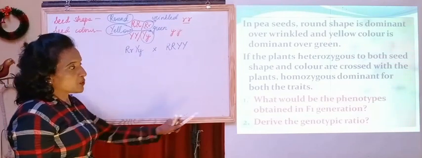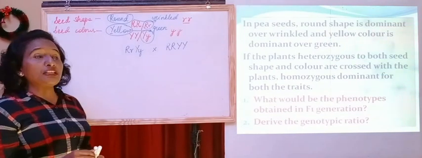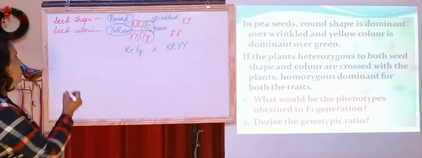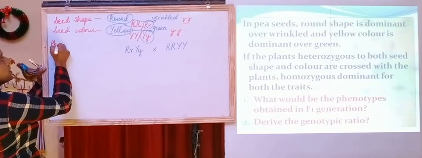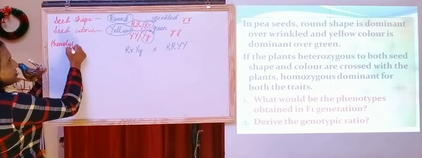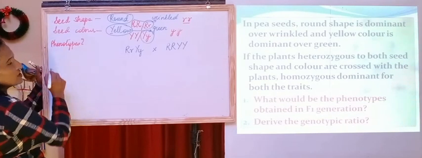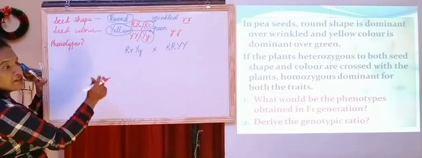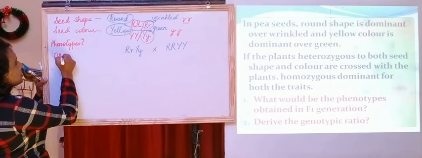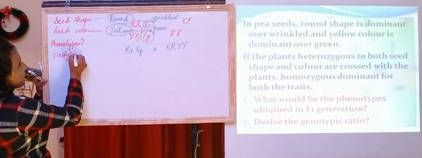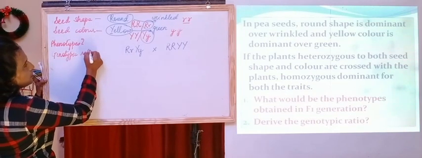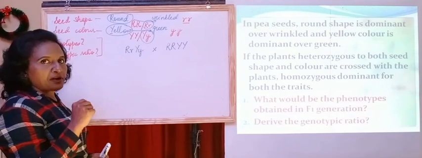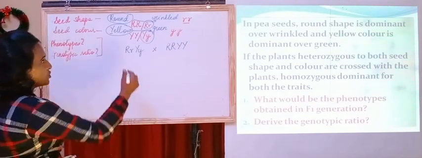Then what is the question that is asked? What would be the phenotypes obtained in F1 generation? So our question is, what would be the phenotypes? So we have to find out in F1 generation what phenotypes we will get. And second, derive the genotypic ratio. So next is genotypic ratio. So these are the two questions which we are supposed to find out the answer. Okay, so these are the parents.